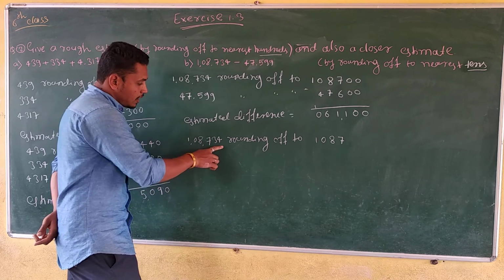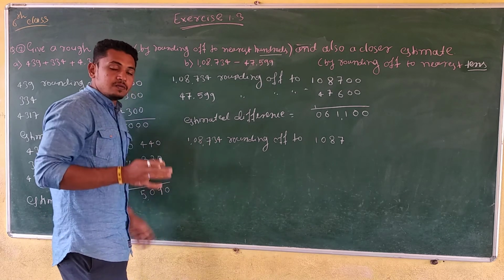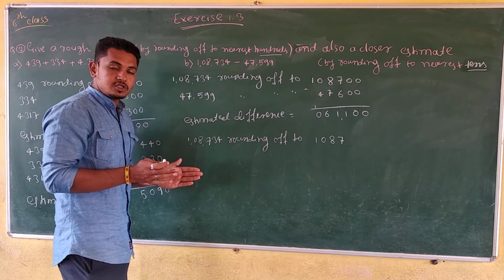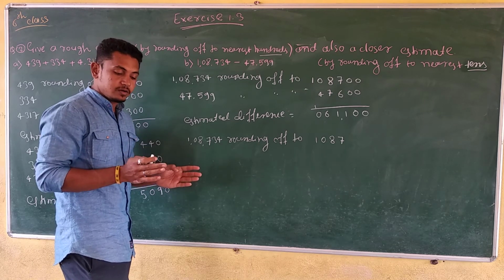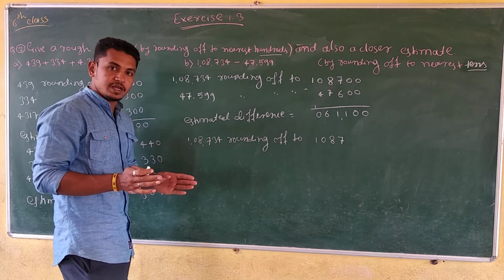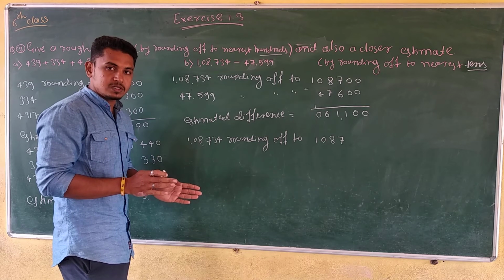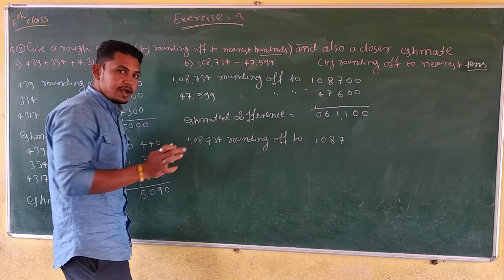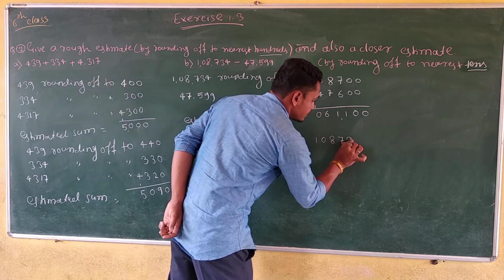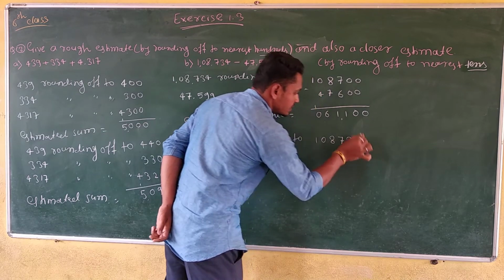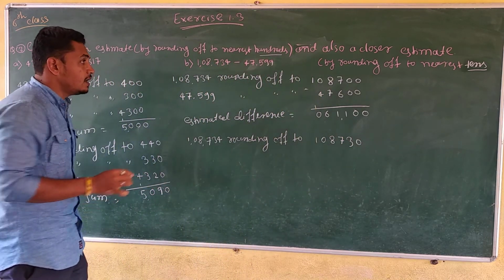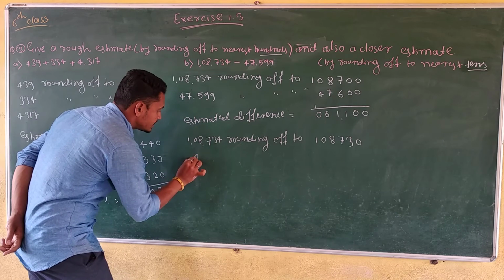Now see here, the ones place value is 4. Is 4 nearest to 0 or 10? Yes, 4 is nearest to 0. So that's why the tens place is written as it is, and the ones place value becomes 0. Is it right?